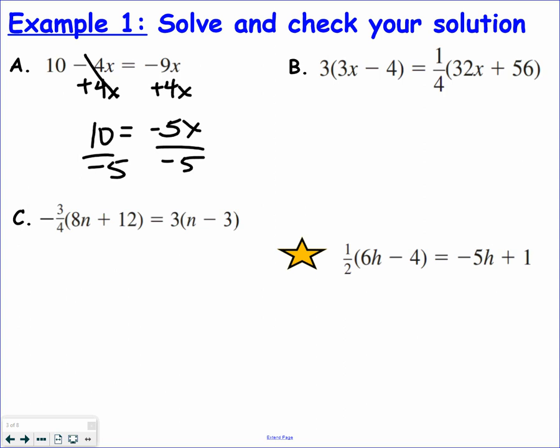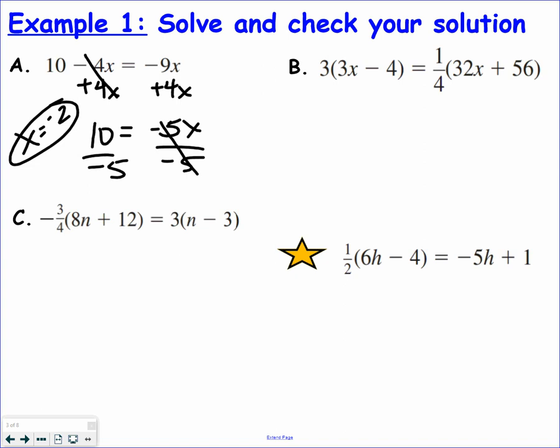Since it's negative 5 times x, I'm going to divide both sides by negative 5 and get x equals negative 2. Again, if you want to check your solution, you would put negative 2 in for x. So 10 minus 4 times negative 2 should equal negative 9 times negative 2, and it does.